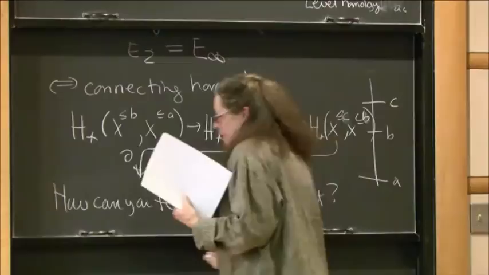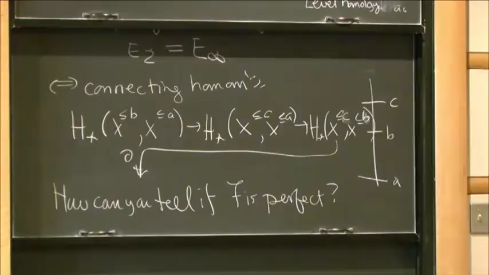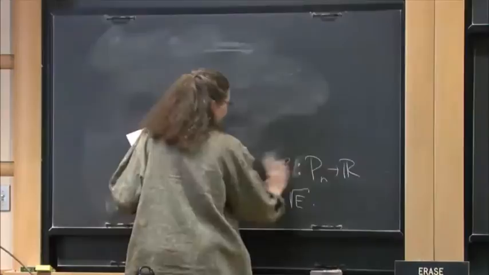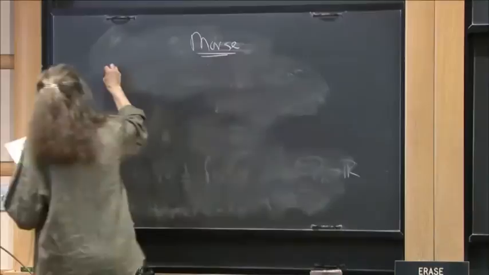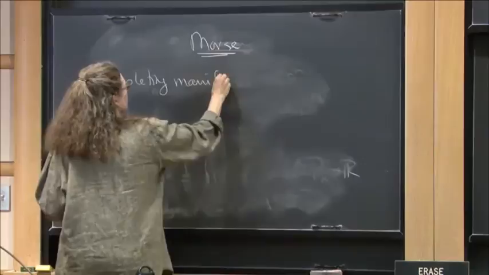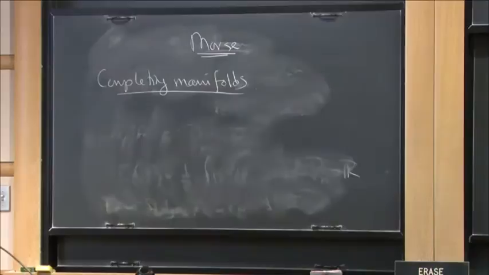Okay, so there's this method that goes back to Morse, in that amazing, but ultimately ill-conceived book, Calculus of Variations in the Large. So this is Morse. And it's called Completing Manifolds. So it's a way of determining whether F is a perfect Morse function or not. So here's the criterion. Maybe I need more room than this.